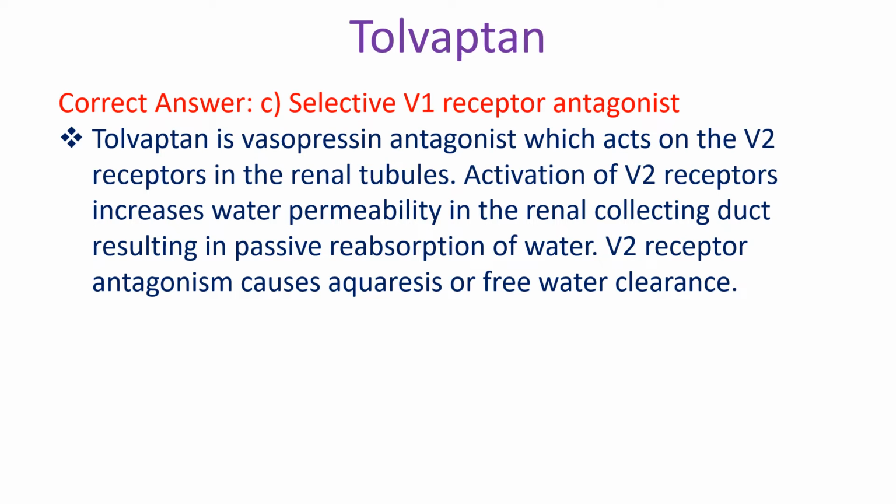Tolvaptan is vasopressin antagonist which acts on V2 receptors in the renal tubules. Activation of V2 receptors increases water permeability in the renal collecting duct, resulting in passive reabsorption of water. V2 receptor antagonism causes aquaresis or free water clearance.